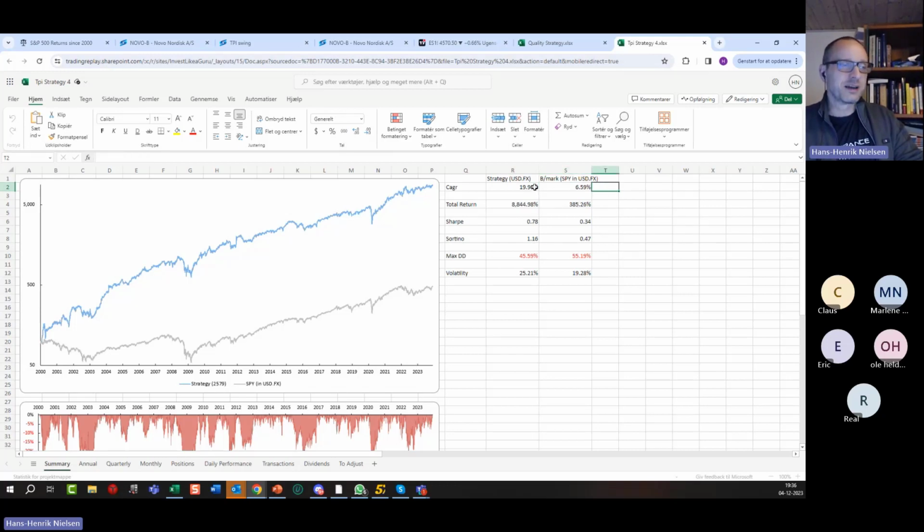The difference between roughly 20 and about 6.5% when you do this over 20 years with compound interest is 8,800% and 385. And Klaus, the specific rules for this strategy are not disclosed tonight here. That will be primarily for paying members.